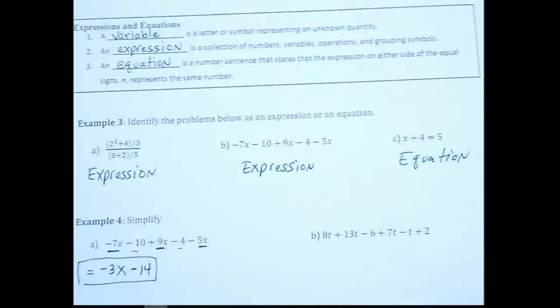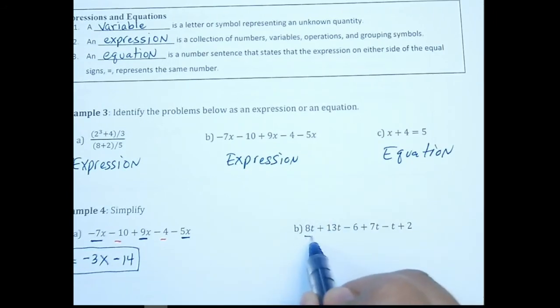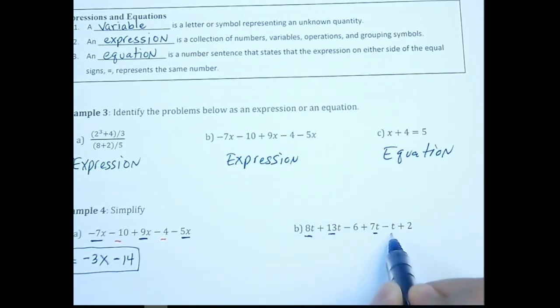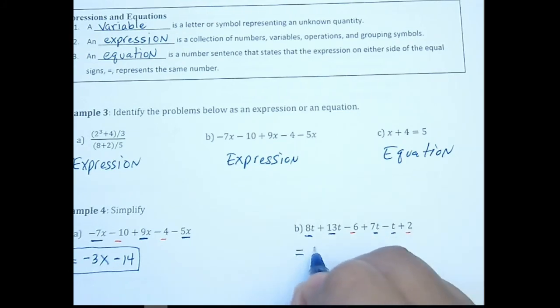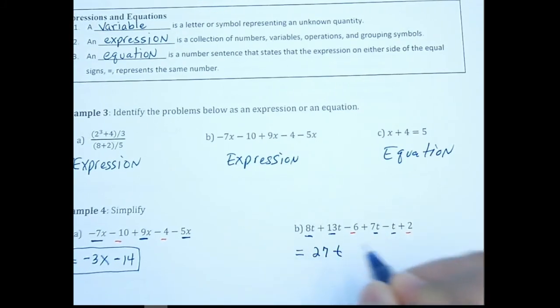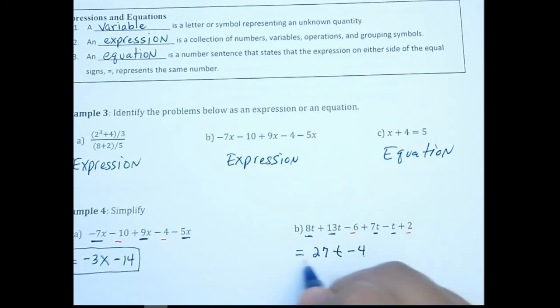Let's look at letter B. So I'm going to add all the t's together, and then I'm going to add all the numbers together, the constants. So we have 8t plus 13t is 21t, plus a 7t is 28t, minus a t gives me 27t. And then negative 6 plus a 2 is going to be a negative 4.